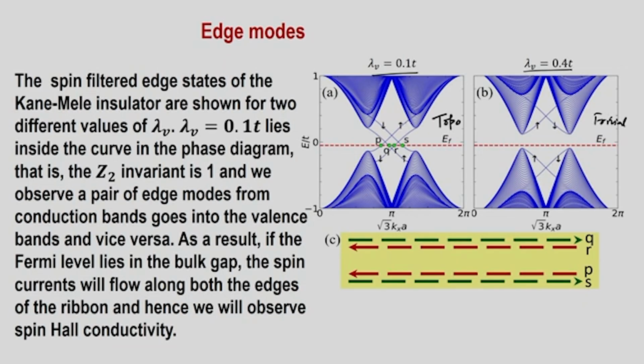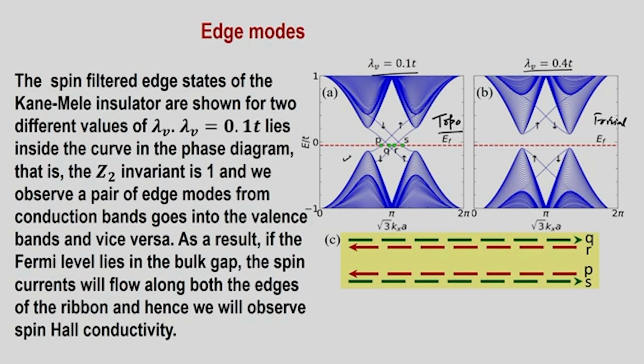Because you see there are edge modes coming out from the conduction to the valence band, and they are cutting the Fermi energy at these green dots, the points that you see there, which are named P, Q, R, S. So at one edge we have P and S, the other edge we have Q and R, and of course there are no edge modes here. So there is a bulk gap, and this acts like a band insulator. The figure on your right is a band insulator, and the figure on your left is a topological insulator.